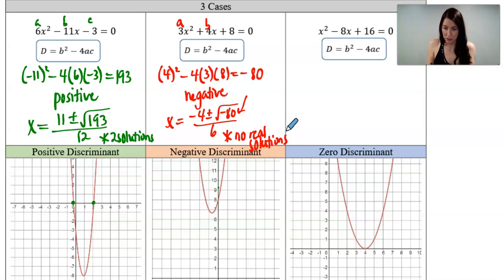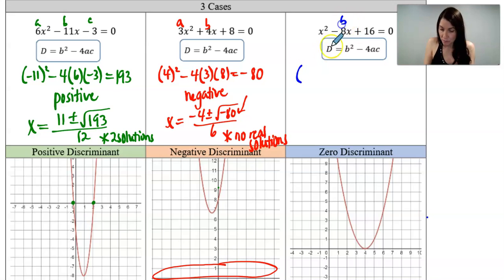First of all, I think I spelled solutions wrong. Let me respell it. Okay, so this gives me no real solutions. So on a graph, this would mean that the graph never, ever, ever crosses the x-axis because there are no solutions. All right, let's look at my third and final case for my discriminant.